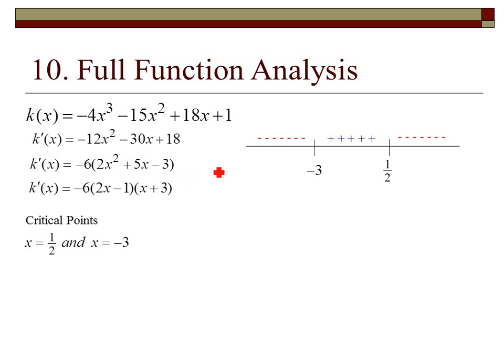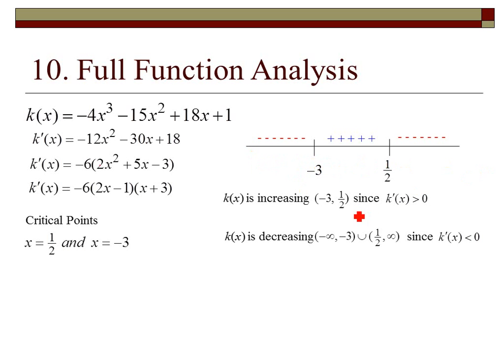Okay, so now let's figure out where the function is increasing, decreasing, and the relative mins and relative maxes. Starting with this, the function increases going from negative 3 to 1/2 because k prime is greater than 0, so where it's positive. K of x decreases when x is less than negative 3 or x is greater than 1/2 since k prime is less than 0. We have a relative min at x equals negative 3. So this derivative changed from negative to positive.